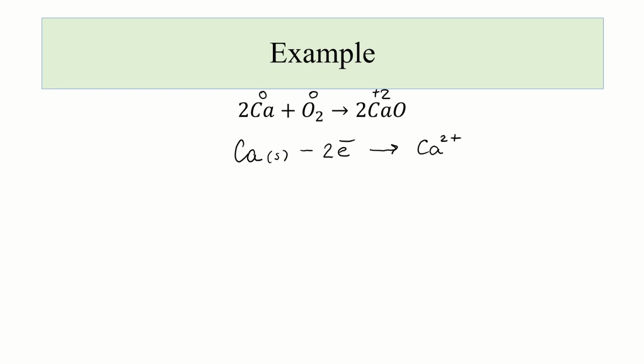Oxygen is nonmetal. We know that nonmetals tend to gain electrons. Oxygen gains 2 electrons and becomes negatively charged anion. The loss of electrons means oxidation, so in this example, calcium is oxidized. Gain of electrons means reduction, so oxygen is reduced.